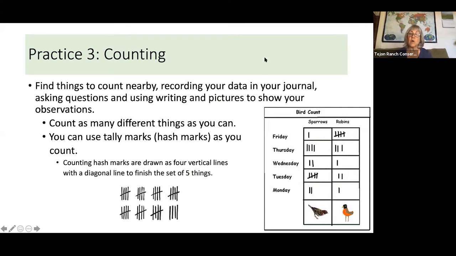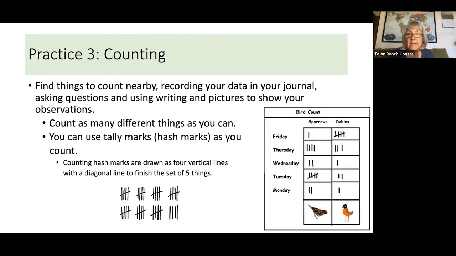Okay, so here's what your next journal entry is going to be. This is a counting journal entry. You want to find many things that you can count nearby, and you're going to record your data in your journal, ask questions, use the language of uncertainty to come up with hypotheses for your questions, and then use sketches and diagrams to show those observations even more.